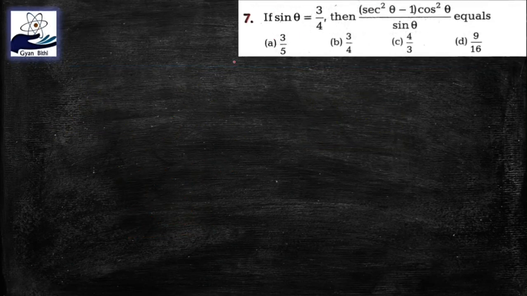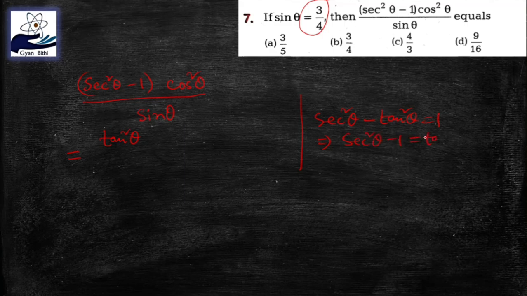Next, the value of sine theta is given as 3 by 4 and find out this one. Let us write sec square theta minus 1 into cos square theta by sine theta. We all know that sec square theta minus 1 is equal to tan square theta, right? By which identity? The identity was sec square theta minus tan square theta is equal to 1. So sec square theta minus 1 will give you tan square theta.